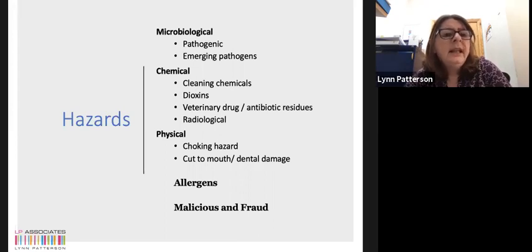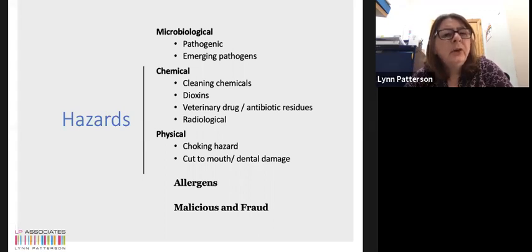Chemicals will include things like cleaning chemicals, dioxins. We've had a number of dioxin scares with food being imported in. We had the famous one in Ireland a few years ago where they used the wrong fuel in their dryer in the animal feed, and the dioxins then got into the animal feed, which were then fed to the pigs, and then the pigs went to slaughter and ended up in the food chain, and a lot of product had to be held and recalled due to potential cross-contamination with dioxins.